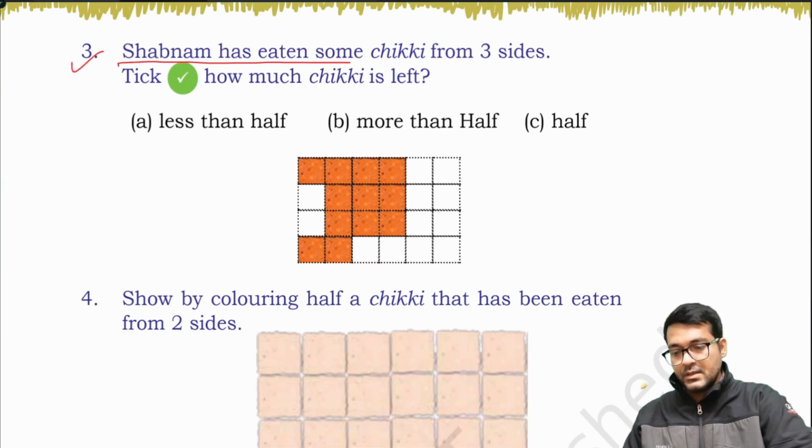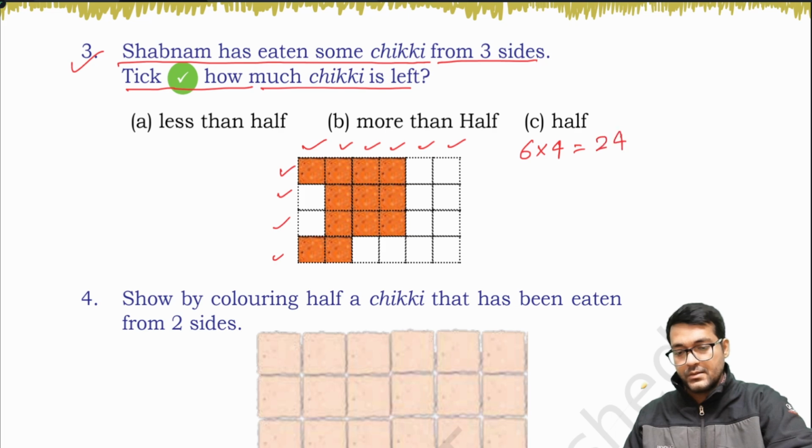3. Sabnam has eaten some chikki from 3 slabs. Think how much chikki is left. You can see 1, 2, 3, 4, 5, 6. 1, 2, 3, 4. That is 6 into 4. There are 24 parts. And the parts eaten by Sabnam are 1, 2, 3, 4, 5, 6, 7, 8, 9, 10, 11, 12. 24 can be split into 12 plus 12. That means only half is eaten by Sabnam. So the answer will be half.